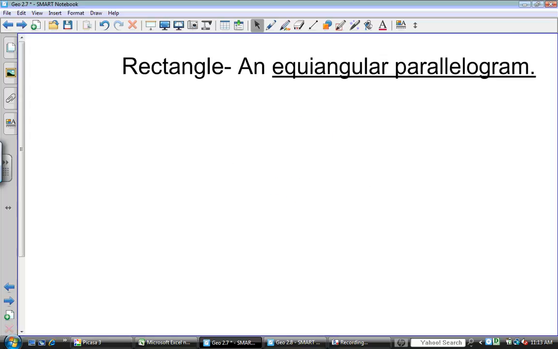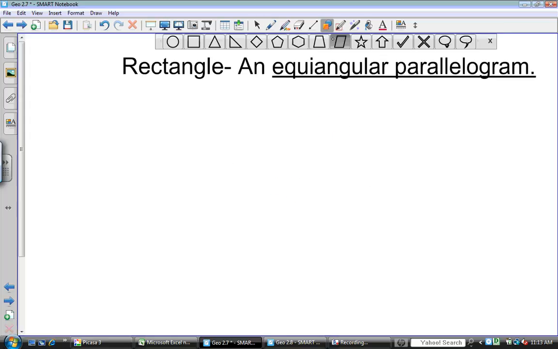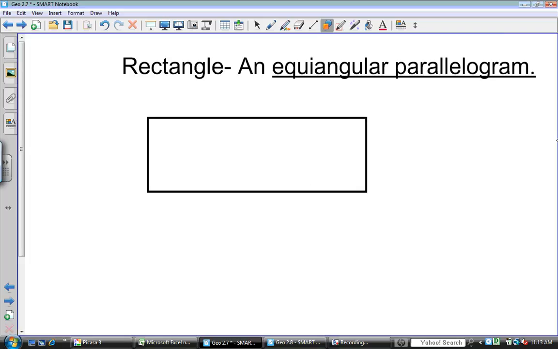A rectangle is an equiangular parallelogram. So if I pull up my rectangle, all the angles are going to be congruent. And most people probably know that degree measure. These sides are all parallel. So it's a parallelogram, but all the angles are going to be congruent.